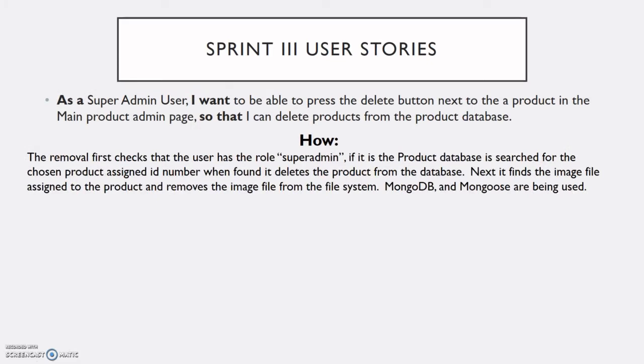Another story for sprint number 3 is, as a super admin, I want to be able to press the delete button next to the product in the main product admin page so that I can delete products from the product database. The removal first checks that the user is the role super admin. The product database is then searched for the chosen product's assigned ID number, and when it's found, it deletes the product from the product database. Next, it finds the image file that's assigned to the product and removes the image file from the file system. This function uses MongoDB and Mongoose.